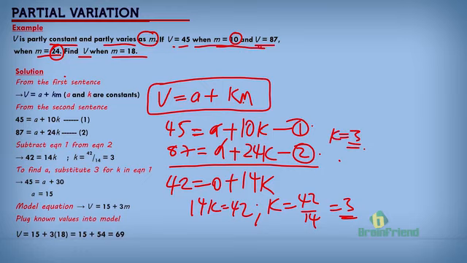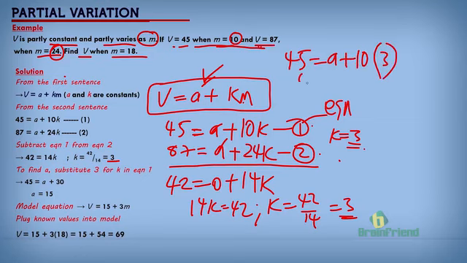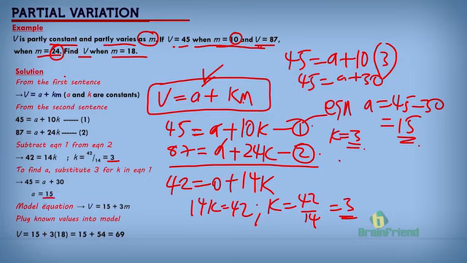Therefore, we can easily impute our K is 3 into this original equation to get our A, that is the second constant. All right, let's do that. Let's use our equation 1, since we already have some values there. From equation 1, we impute the value K. 45 is equal to A plus 10 times K, which is 3. So 45 is A plus 30. A therefore is 45 minus 30. A is what? 15. So we have values for K and values for A.